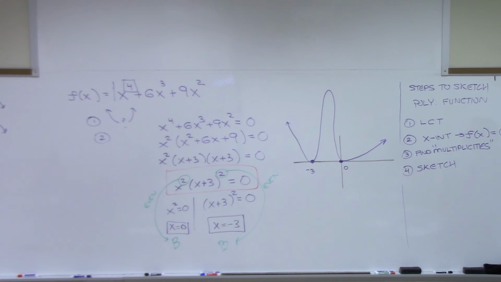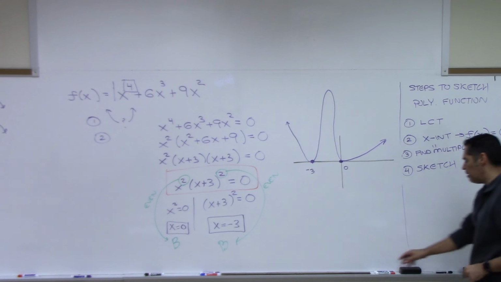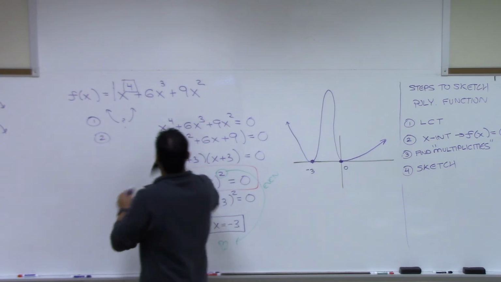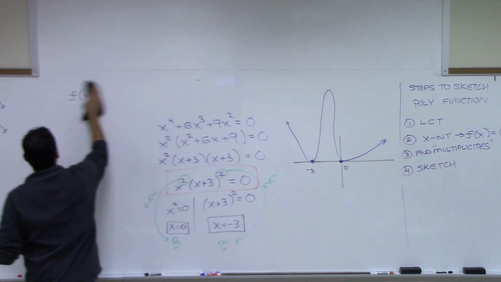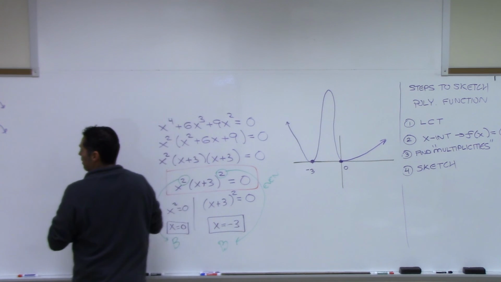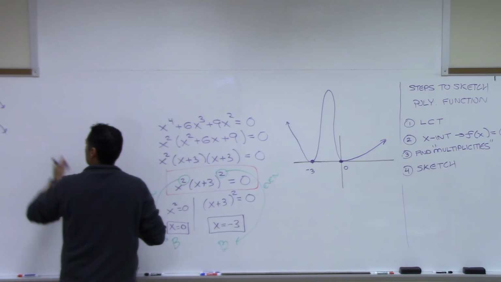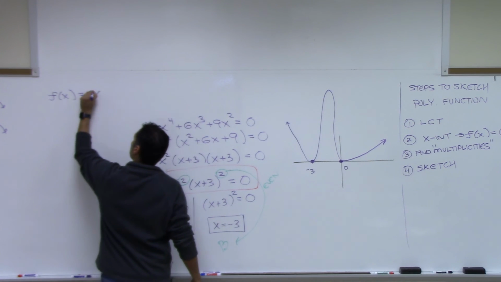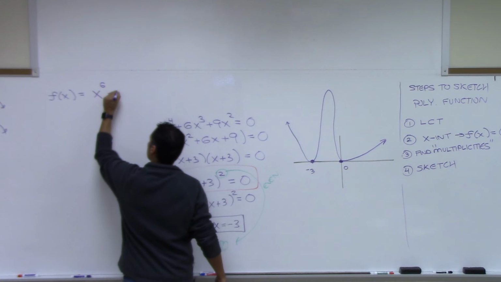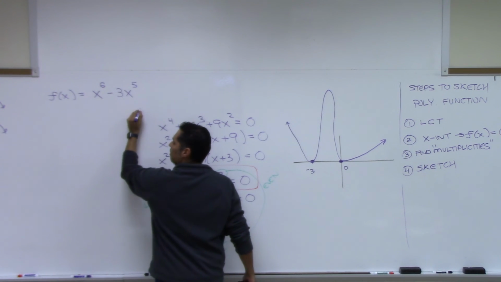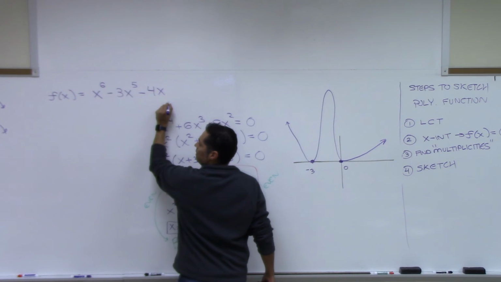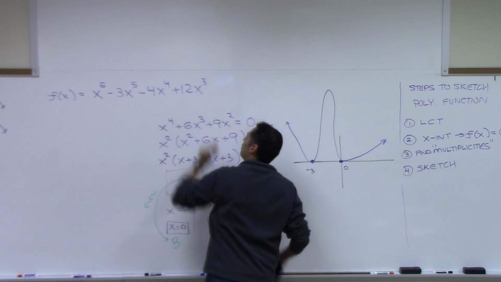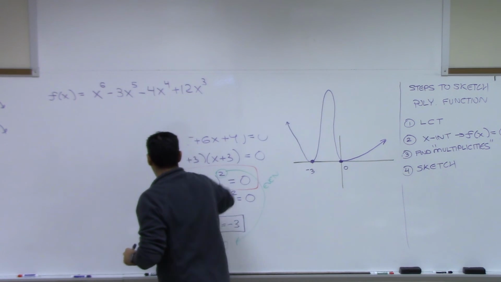All right, let's do that last one over there, because there's another type of factoring. This will be our last problem. There's another type of factoring that I want to make sure everyone's comfortable with, and that is grouping. F of x equals x to the sixth minus 3x to the fifth minus 4x to the fourth plus 12x cubed. So I want us to sketch this polynomial function.